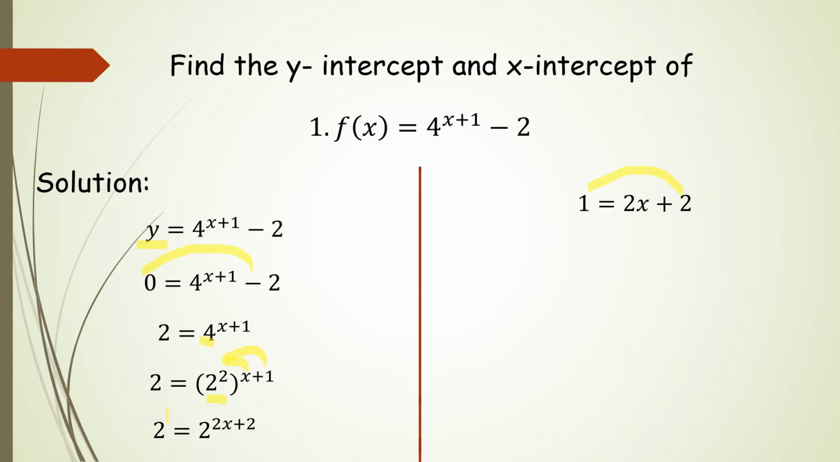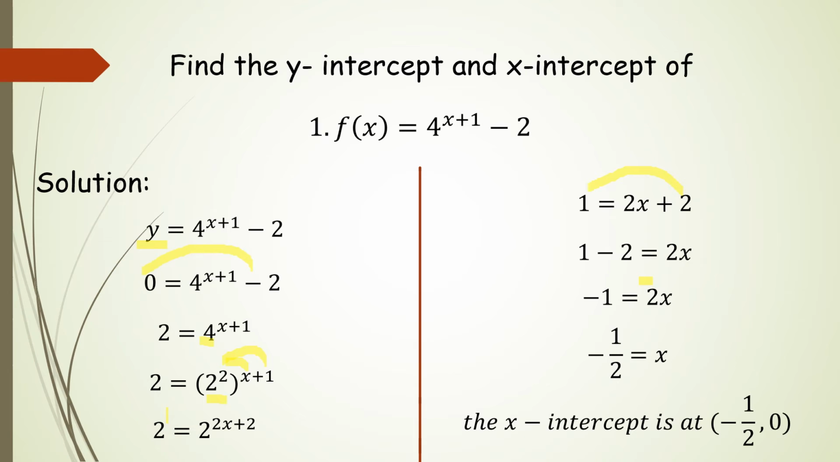Let us combine like terms, moving the 2 to the other side. So we have 1 minus 2 is equal to 2x. And that is negative 1 is equal to 2x. Dividing both sides by 2, we have negative 1 half is equal to x. So therefore, the x-intercept is at negative 1 half, 0.